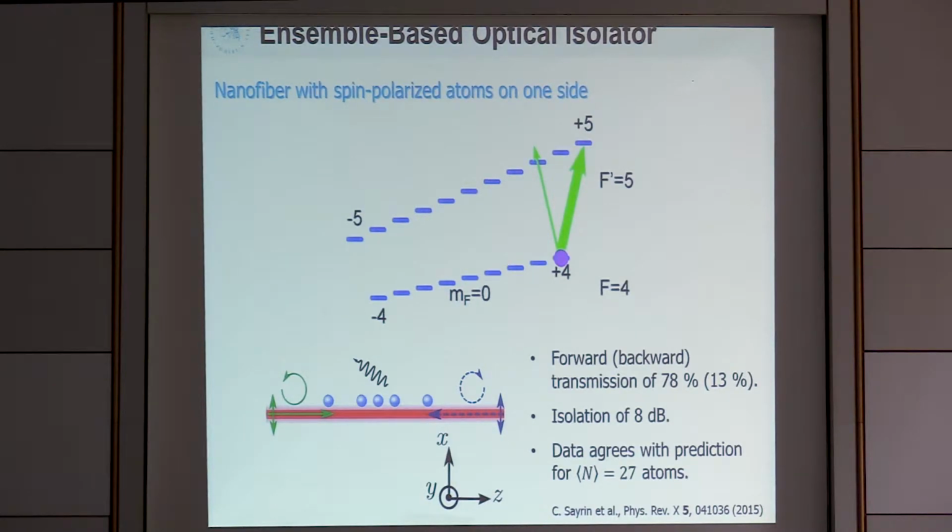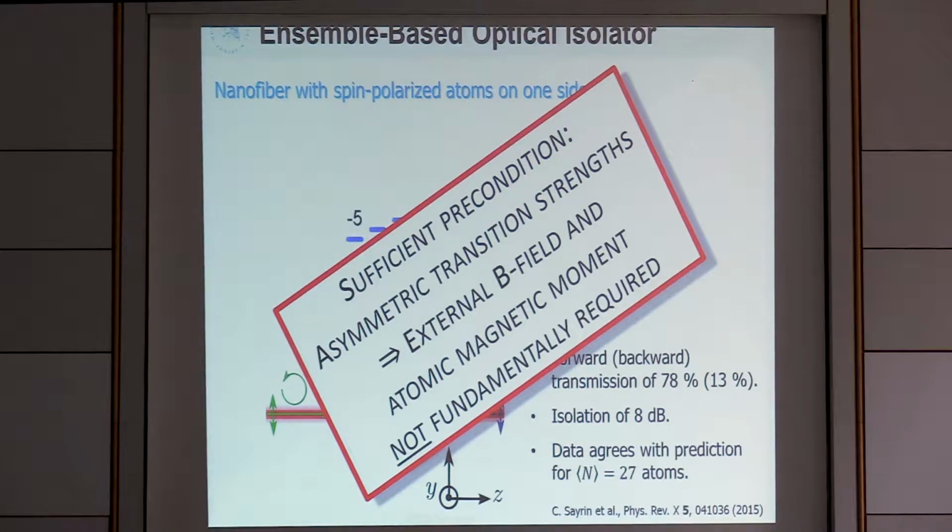Okay? And I would like to stress again that the sufficient precondition for this to work is the asymmetry in transition strength, meaning that an external magnetic field is not required. And even, you could say, well, spin-polarized atoms are little magnets, but even the atomic magnetization is not fundamentally required. You can think of level transitions in atoms where the g factor is 0, okay, but you still have this asymmetry in transition strength, so there is no magnetization associated with the spin polarization. However, with the cesium atoms here, there was magnetization associated with spin polarizing them, okay.